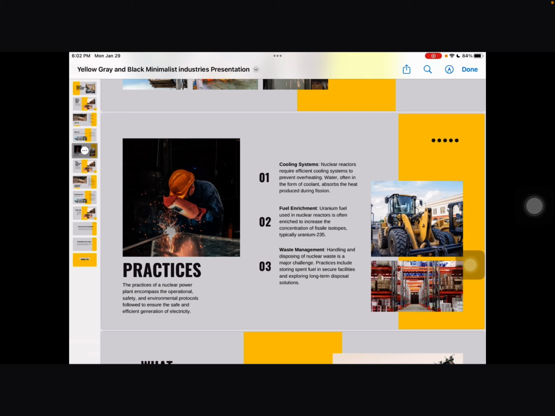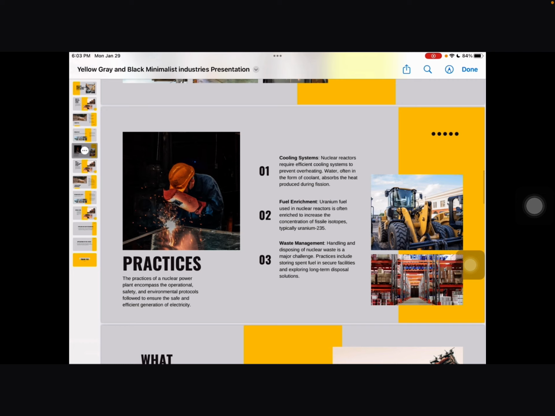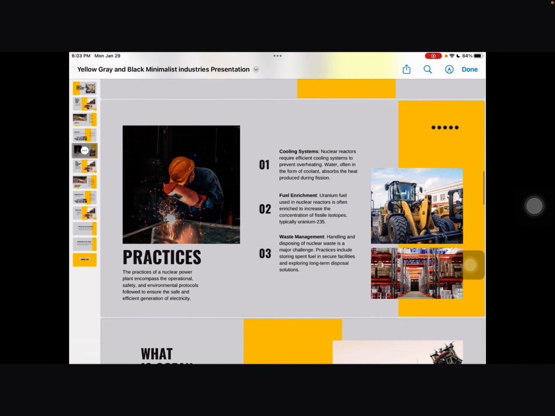Fuel enrichment. Uranium fuel used in nuclear reactors is often enriched to increase the concentration of fissile isotopes, typically uranium-235. Waste management. Handling and disposing of nuclear waste is a major challenge. Practices include storing spent fuel in secure facilities and exploring long-term disposal solutions.